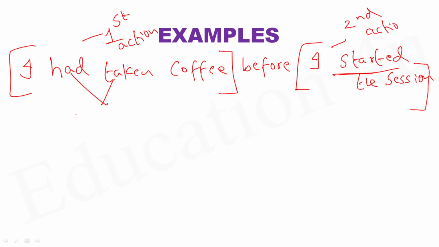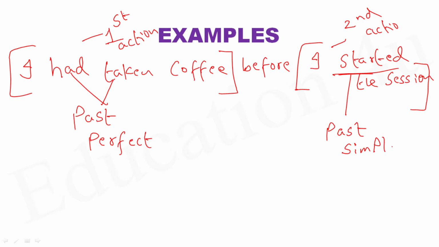This grammar is what we call past perfect. I had taken coffee. This grammar is what we call past perfect. And I started the session. This action is what we call past simple. I hope the point is now clear to all of you.